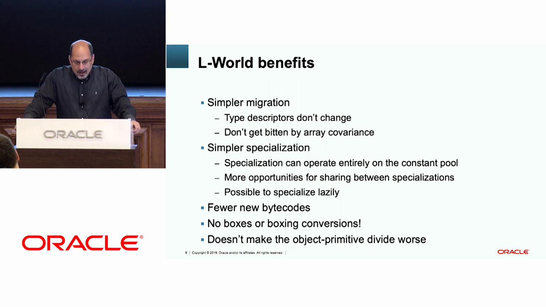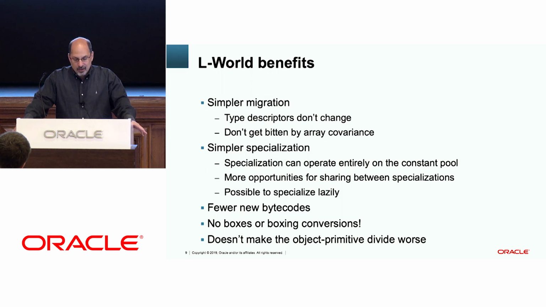And similarly, in the old world, specialization was painful. We had to specialize basically every bytecode of the class. In L-World, specialization can proceed entirely on the constant pool, and the bytecodes are unaffected, which not only is cleaner and allows the VM to share a lot more between different specializations of a given class, but it also means that the VM has the option to specialize lazily and not have to specialize before the first time you instantiate a specialized generic.